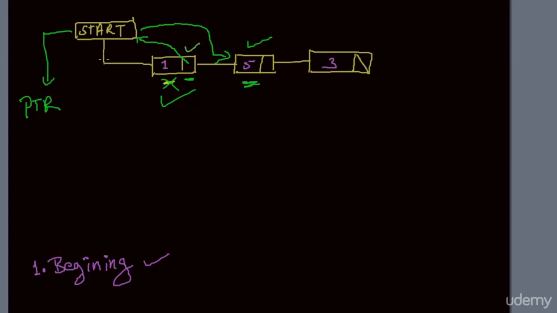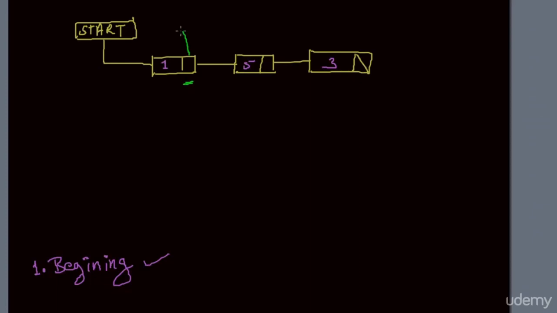Now what would be the result? Let me clarify. If I copy the link part of the first node to start, since the link part of the first node contains the address of the second, then obviously start will start pointing to the second node. I hope I have made myself clear.